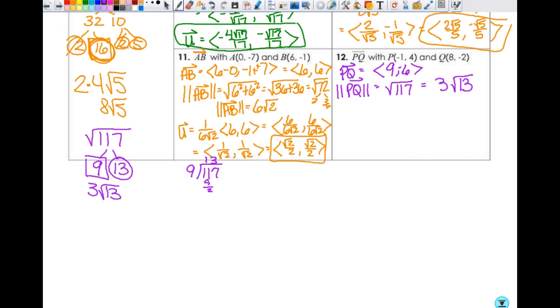And again, check yourself on the calculator. I'm fine with that. If you don't have a calculator that'll do it for you, then you just square the outside and multiply by the inside. You should get back what you have.